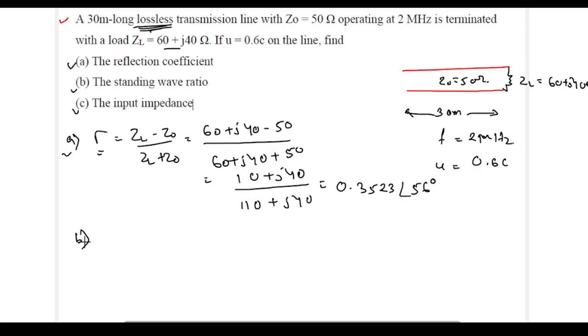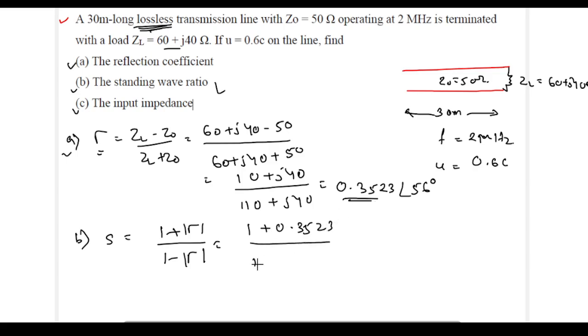Second, it is asking for the standing wave ratio. Very simple formula: it is 1 plus magnitude of gamma divided by 1 minus magnitude of gamma. Remember only the magnitude has to be taken. So that is equal to 1 plus 0.3523, the magnitude, divided by 1 minus 0.3523. With calculation this value will come as 2.088. So, this is the SWR.